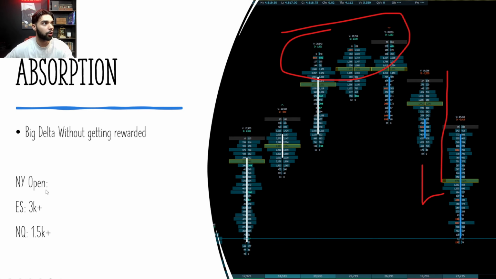Now, for absorption, there's a specific number I look at to keep my data safe. On New York Open, on the ES, I'll look for 3K or more delta. If I see 3K delta on supply, I know that's absorption. If I see 3K delta in demand, I know it's absorption. And on NQ, I look for 1.5K or more on the New York Open, because there's less volume.